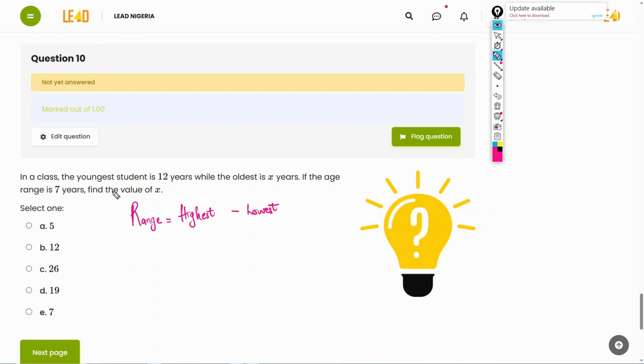All right. So for this question, we are told that the youngest, that's the lowest, is 12. And the range is 7. So what is the highest? The highest is x, right? The oldest is x years old. So to solve this, I'll just move minus 12 to the other side. That will be 7 plus 12 is equal to x, or x is equal to 19. X is equal to 19.